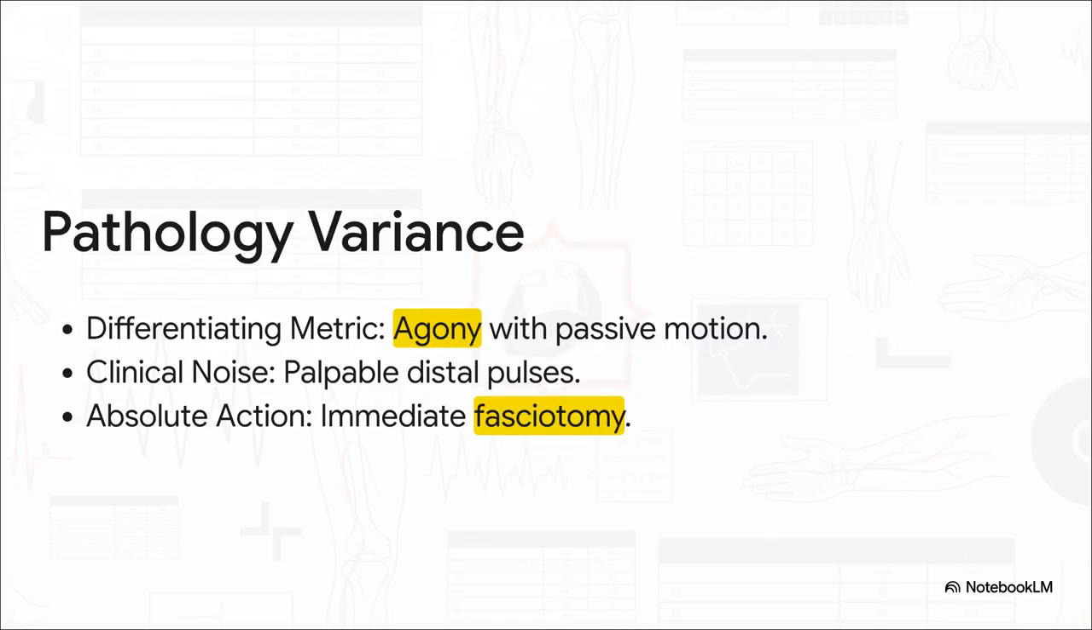Honestly, if you hesitated for even a second, you failed. The key differentiating metric here is that agony with passive motion. And what about those palpable 2+ pulses? Like we said earlier, that is just clinical noise. The absolute action required here is an immediate fasciotomy within 6 hours. You have to restore that pressure gradient and prevent total muscle necrosis.